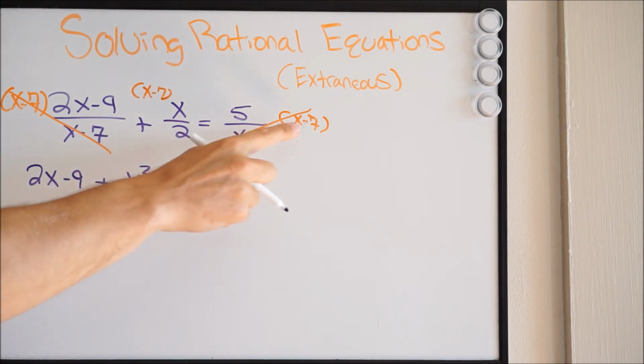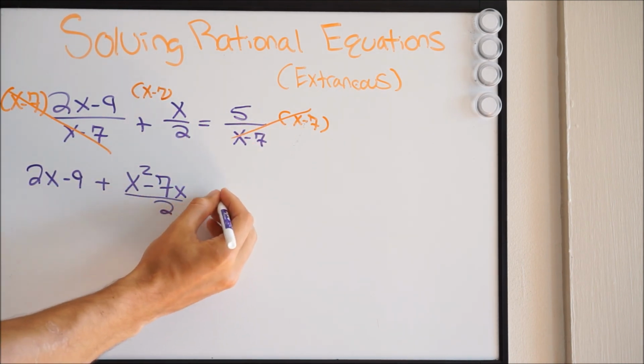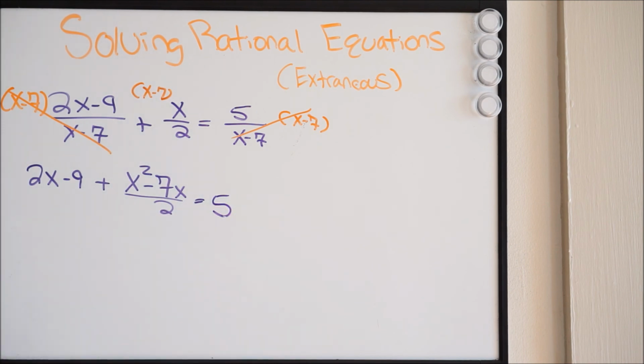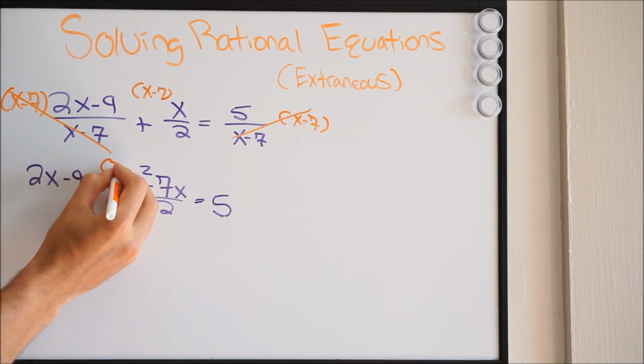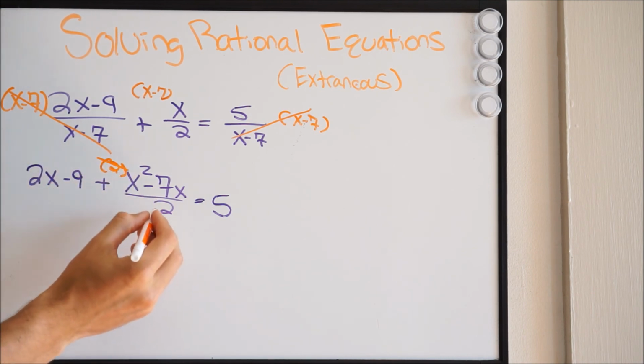Okay, and again, these naturally canceled out, so we're left with 5. So think about what your next move is going to be here. What should we do next? Well, I want to get rid of this denominator, so I want to multiply everything by 2, so it cancels out here. So again, we'll do that. So multiply by 2. Okay, cancel, cancel.